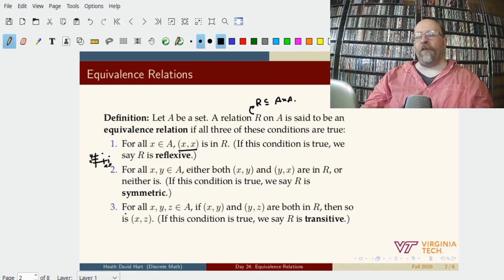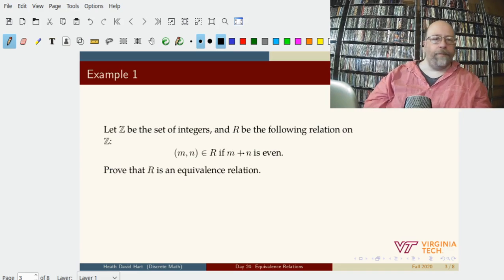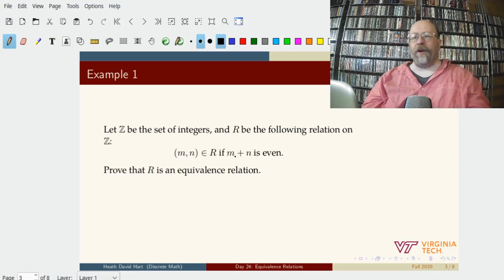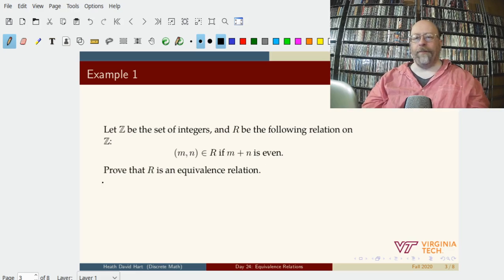We did a proof last time involving having the same remainder mod 5 being an equivalence relation. We're going to look at a similar problem here, but a little bit different. Let Z be the set of integers. Let R be this relation: m, n is in the relation if m plus n is an even number. And we want to prove that this is an equivalence relation.